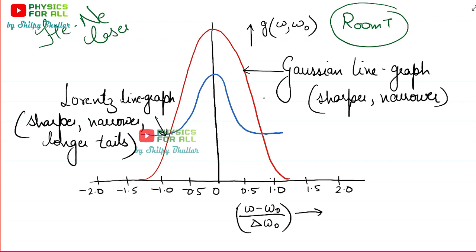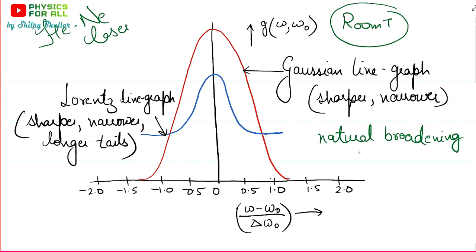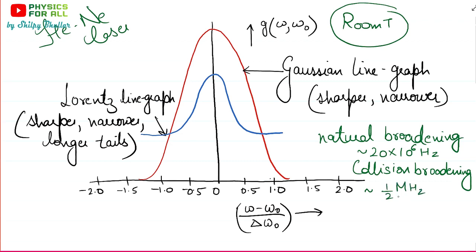So natural broadening in this particular case comes out to be 20 into 10 raised to the power 6 hertz. Hertz is the unit of frequency, so this much natural broadening is there. And as this laser is operating at room temperature, atoms will be colliding, of course. Due to collision, the broadening in the spectral line is about half a megahertz at around 1 mm of mercury pressure, because we know that pressure also plays its role. Specifically, collision broadening occurs in high pressure, high density gas.